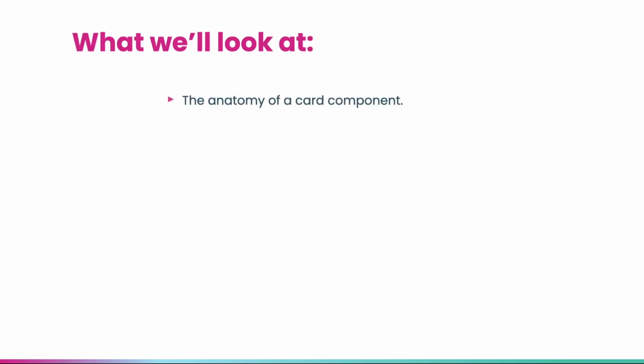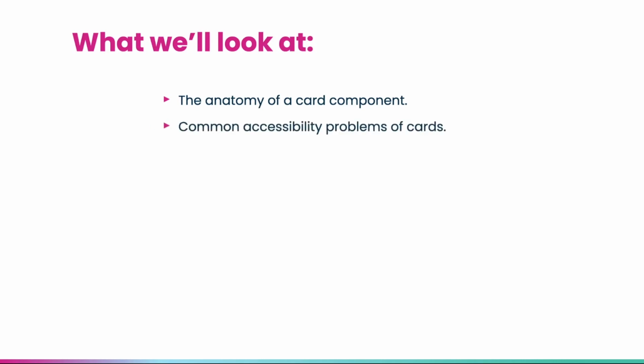So we'll have a look at what a card is, what parts it's made up of, and then take a look at the common accessibility issues that they can have. Even though they're a relatively simple component and they don't have an awful lot in the way of interaction, usually it's just you click on them, they can still have some problems, and we can definitely code them in a way that makes it easier for, for example, screen reader users to deal with.